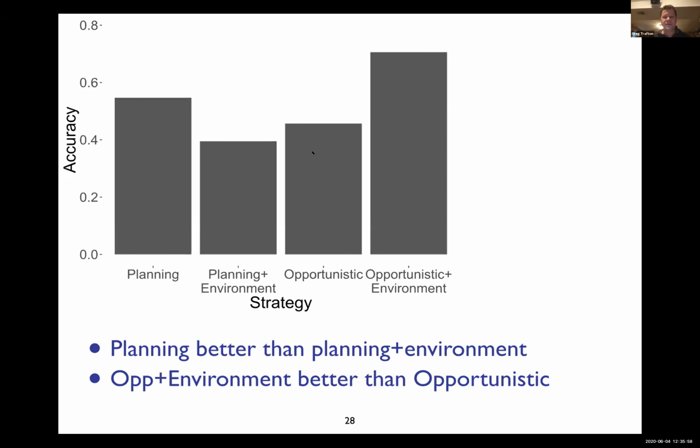For the opportunistic strategy, what's happening is that the opportunistic strategy is rather worse than the opportunistic plus the environment. When you're using an opportunistic strategy, you're much more likely to be searching the environment for non-task related things. This is a neat way to think about this that emerged from that.